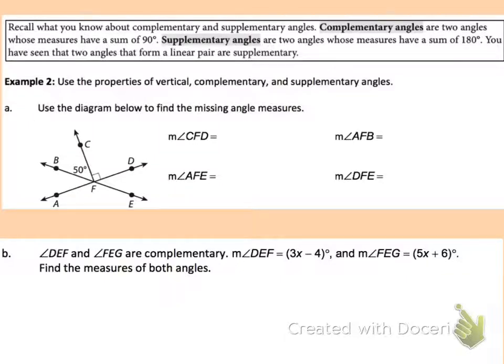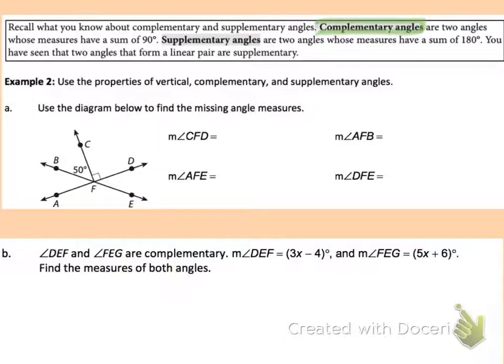So recall what you know about complementary and supplementary angles. You may remember when we first learned about them, sometimes people have trouble keeping them straight and knowing the difference. They mix one up for the other. One of the ways to remember this is that it's always right to complement someone. So in other words, complementary angles together make a right angle. And remember, a right angle is 90 degrees. So we know that complementary angles are two angles that add up to 90.